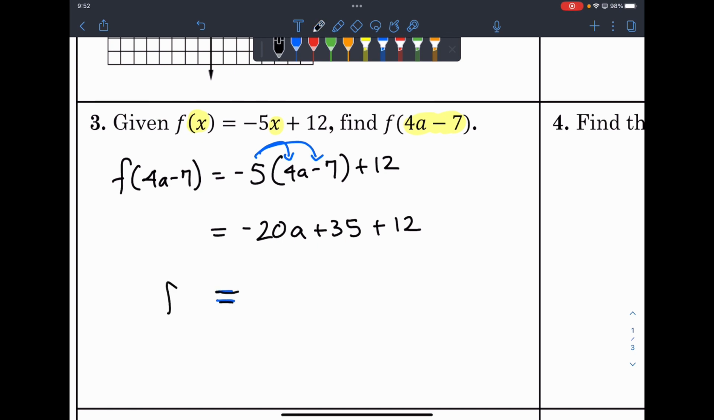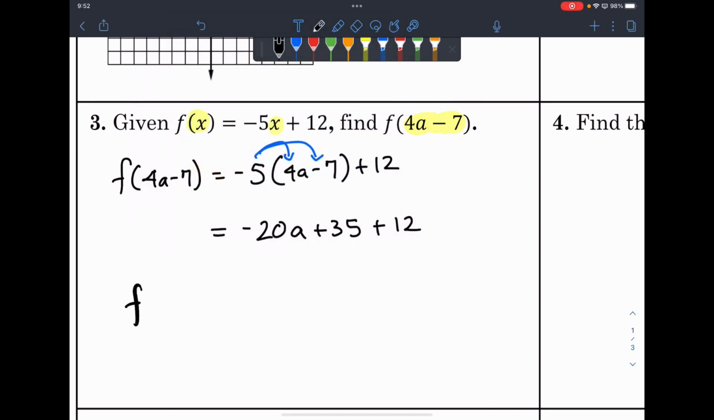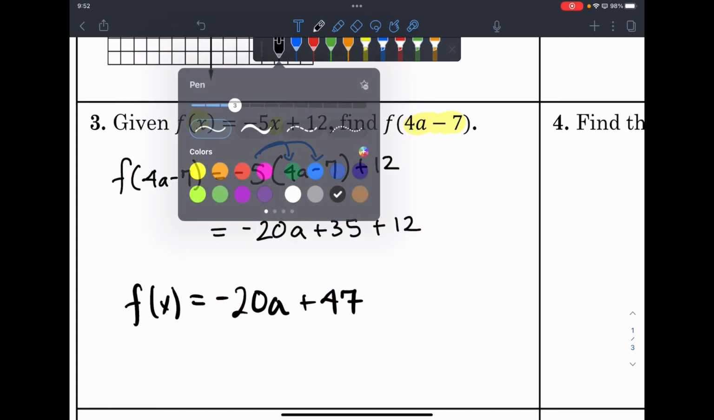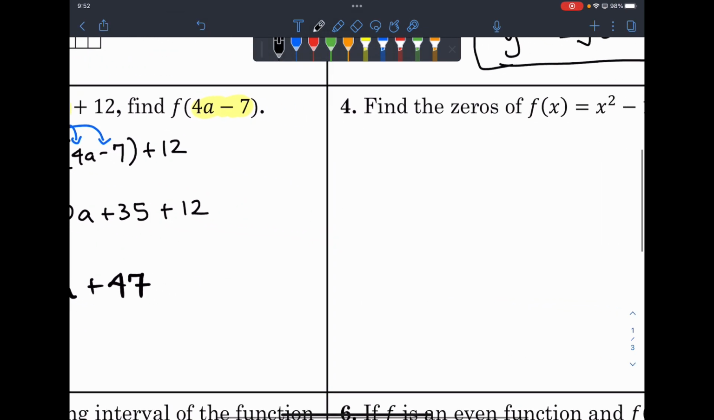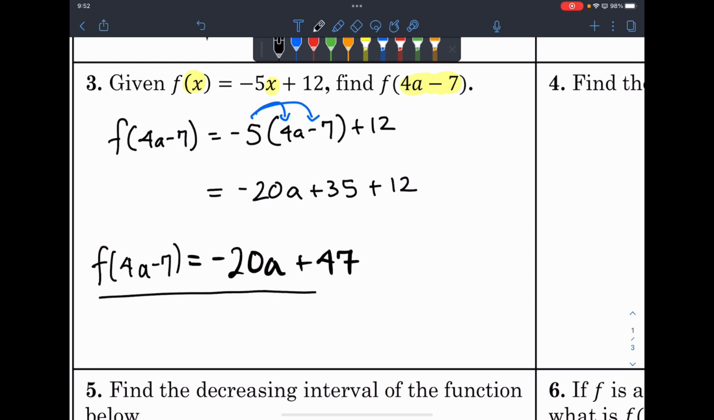we get the following. We get -20a plus 47. And there's your answer. And it's not f of x, I'm sorry. It is f of 4a minus 7. This is our answer.